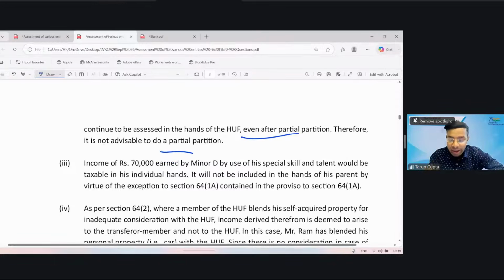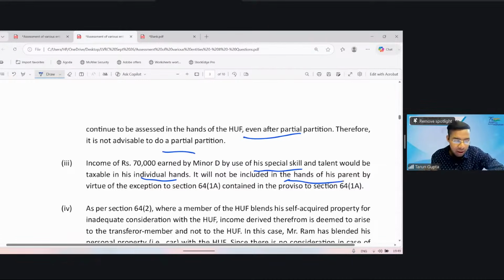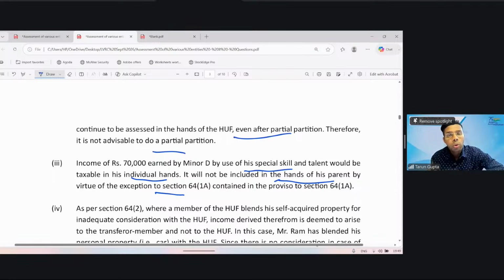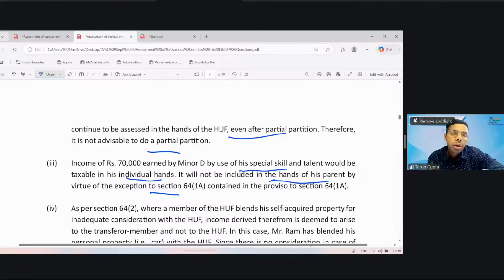Income earned by D by use of his special skill and talent would be taxable in his individual hands, no clubbing. It will not be included in the hands of his parent by virtue of the exception contained in the proviso to section 64(1)(a). That is, if income of the minor is on account of his special skill or talent, such income shall not be clubbed. There is one more exception: if the minor is suffering from any disability referred to in section 80U, then also the income of the minor is not clubbed with the income of the parent.